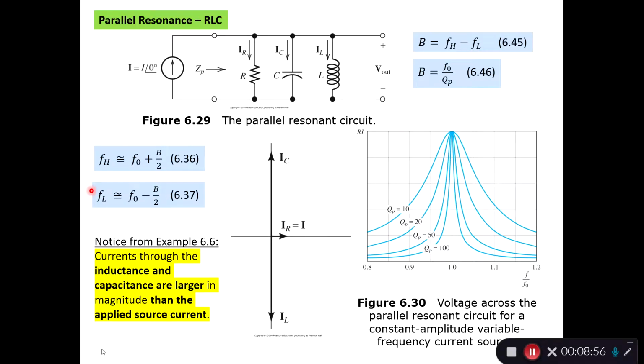If the quality factor of the circuit is over 10, we can use the approximations for the higher bandwidth frequency as the resonant frequency plus half of the bandwidth, and for the lower frequency level we can use it as the resonance frequency minus half of the bandwidth.